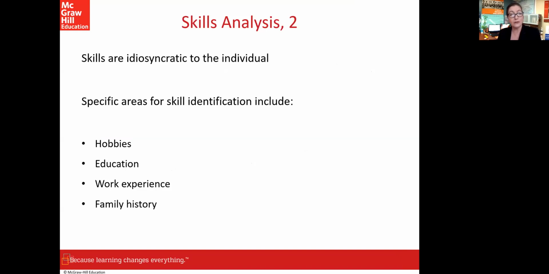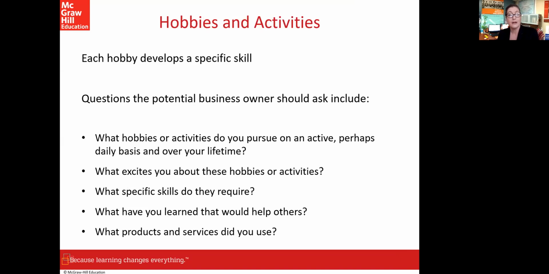Now, skills are idiosyncratic to the individual. What does that mean? It means that skills are particular to the person. And specific areas for skill identification include your interests, your hobbies. What education have you completed? What's your work experience? What's your family values? What's your family history? So we're going to look at each of these in turn.